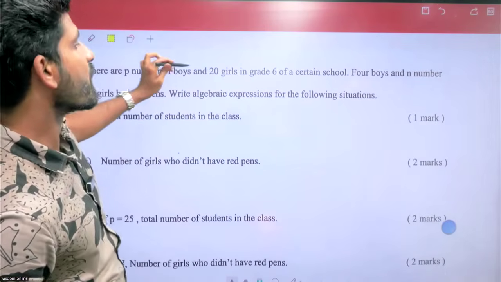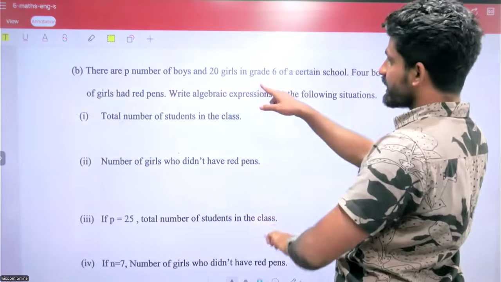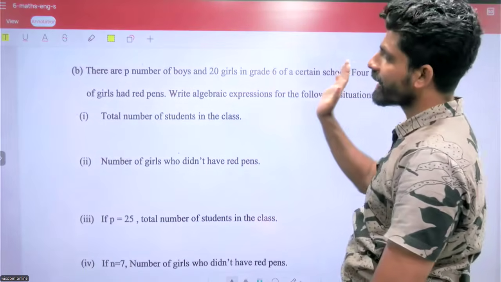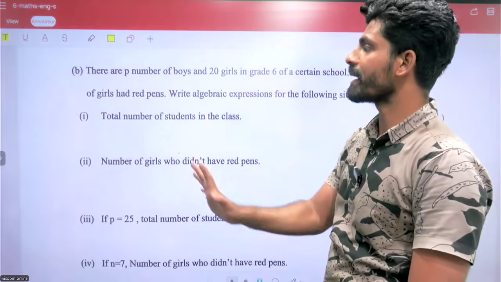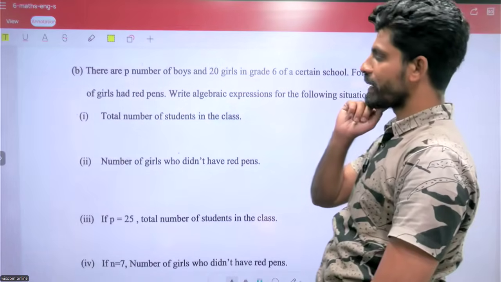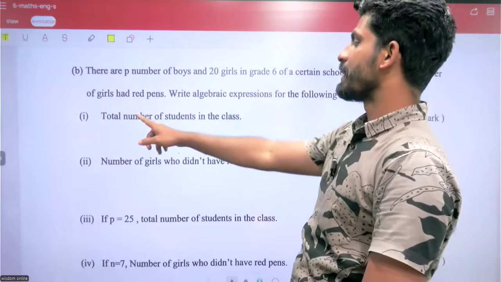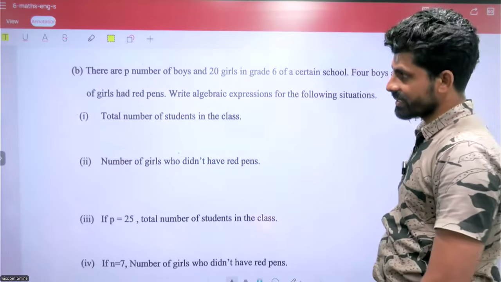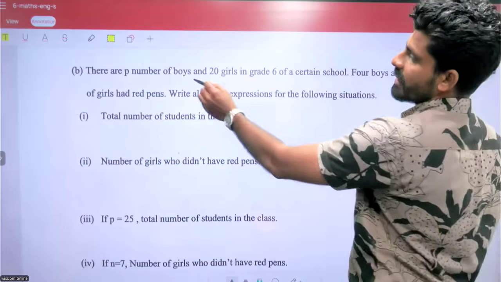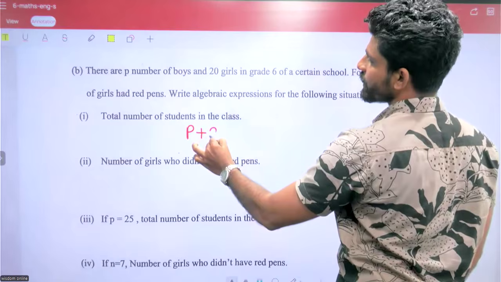There are P number of boys and 20 girls in a certain grade 6 school. 4 boys and n number of girls had red pens. Write algebraic expressions for the following situations. Total number of students in the class: P number of boys plus 20 girls.